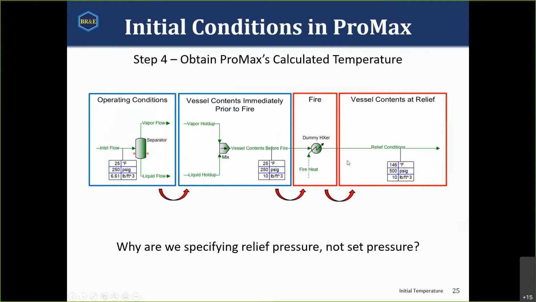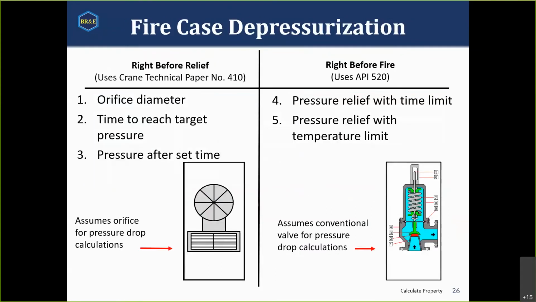This relief condition is the stream that I want to run the depressurization tool on, because this is the stream I'm relieving. Not this one, not this one, not these. I'm relieving this. As I mentioned before, we give you two options. The first three options in the depressurization tool are for a rupture disc. We use the Crane technical paper to figure out the amount of mass that can flow through that. The fourth and fifth cases assume a conventional valve.